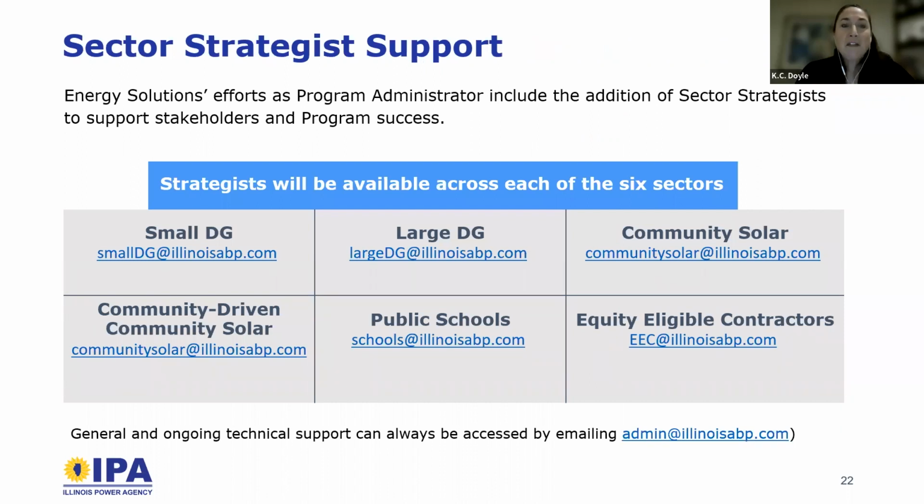So what we've outlined here is the sector strategist support. It includes 6 areas, and we have an email dedicated to each area: small DG, large DG, community solar, community-driven community solar, public schools, and EECs. For general and ongoing support or general technical support, you can still email admin@illinoisapp.com, but these emails are for those AVs who are submitting projects in these areas, just a way for us to provide more specific support to those areas. Next slide.